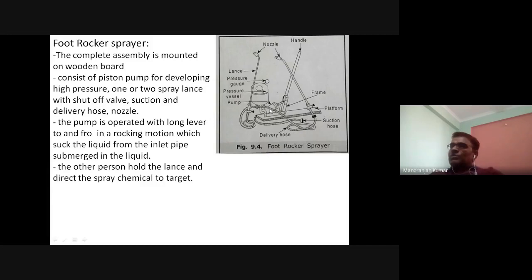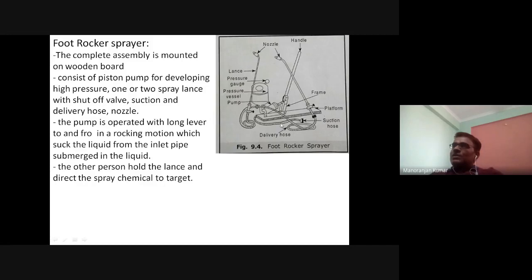One or two spray lances will be there along with the shut-off valve. Here the two lances are present, and at the beginning of each lance, the shut-off valve or trigger valve is there. Also, the suction hose is there so that it can draw the chemicals from that bucket. And also there is a delivery valve. This is the delivery valve which is connected to the pressure chamber and these lances. And at the end of these lances there will be a nozzle.